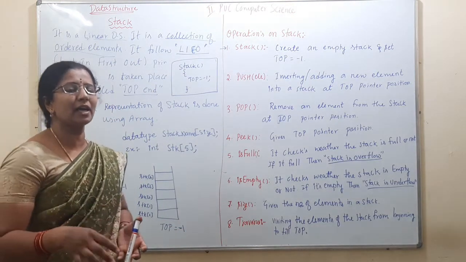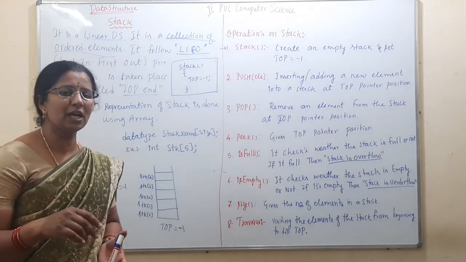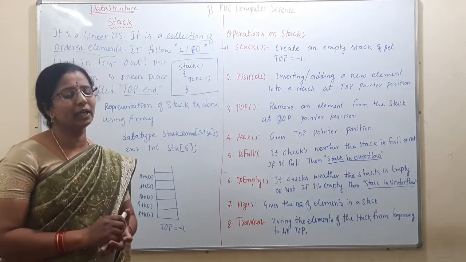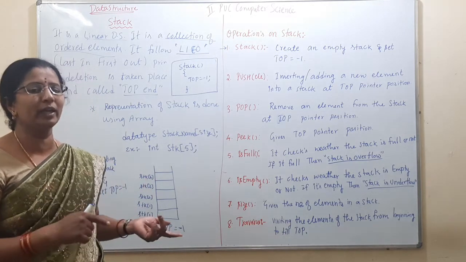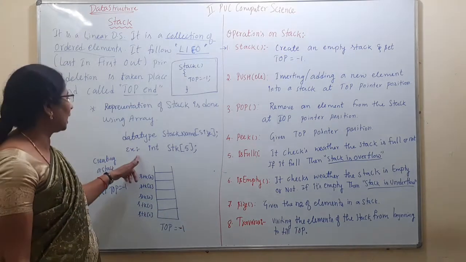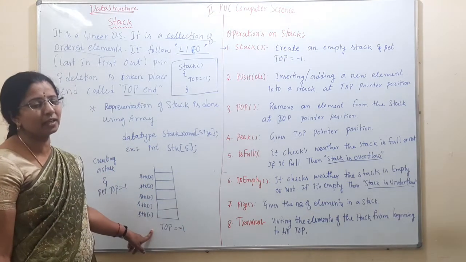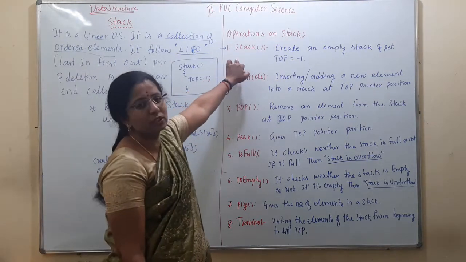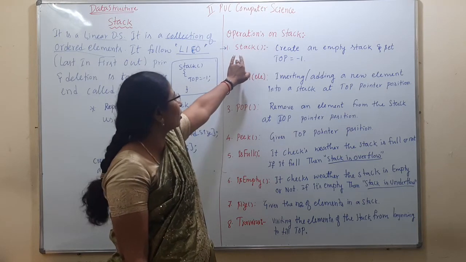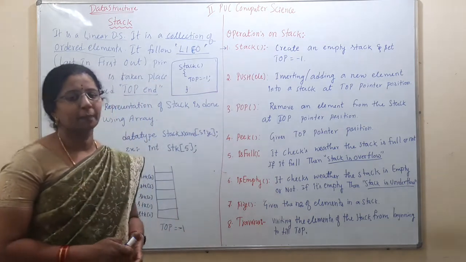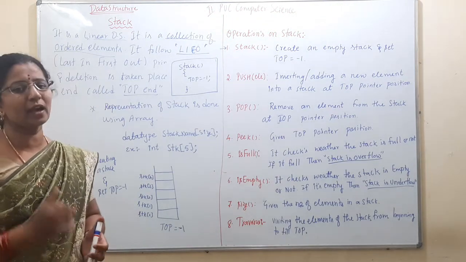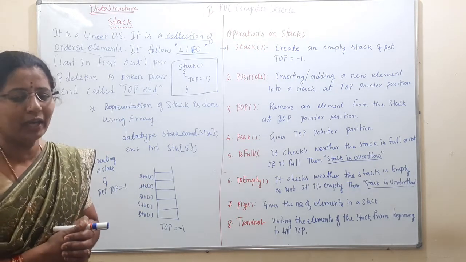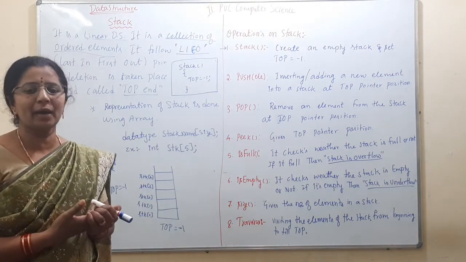You can create a stack using an array, or you can use a linked list. Once we discuss the linked list concept, I will explain how to create a stack using a linked list. But now we discussed the array concept. So using an array, I have created one stack here and assigned the top pointer to -1. That process is called stack creation: creating an empty stack and setting the top pointer to -1. It does not return any value and does not take any parameter.